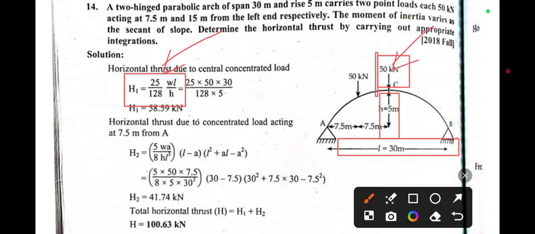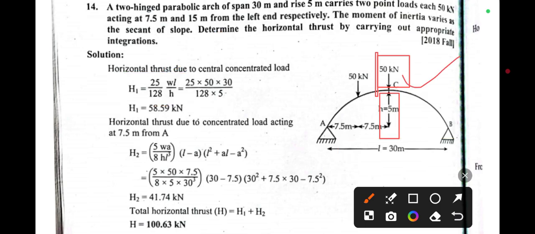and the value of W, you can see here, is 50, we have to just put it, and the value of L, that is the length of the whole span, is 30. So we have to just put here, and the value of h is 5 meter. So 128 into 5, and after calculating you get the horizontal thrust due to this concentrated load only, that is 58.59 kilonewton.